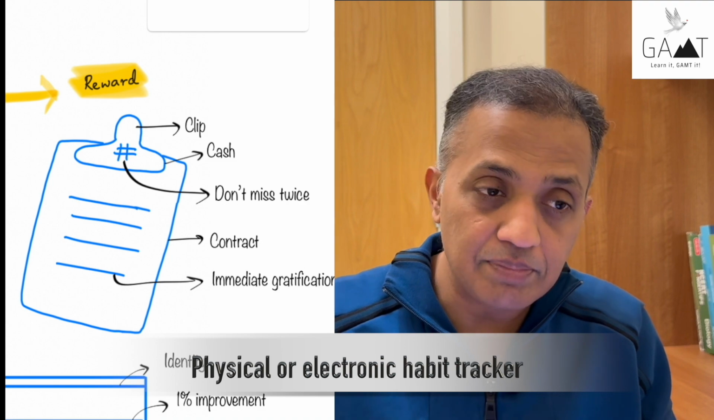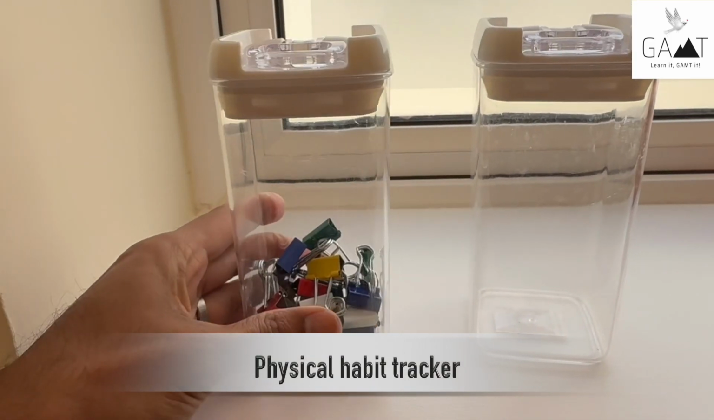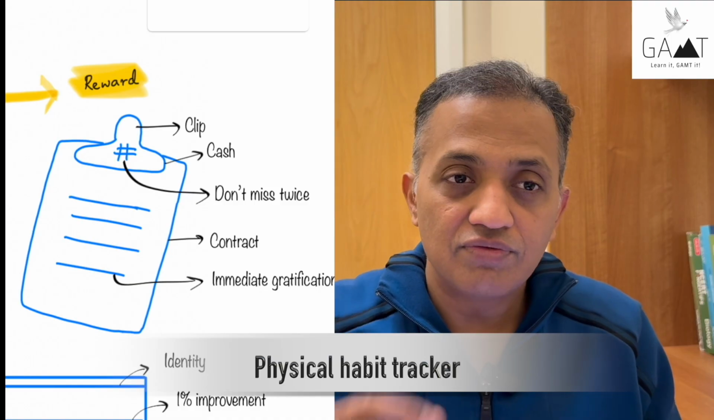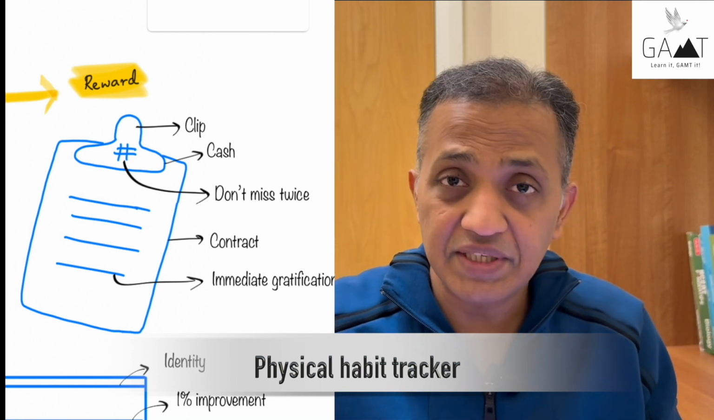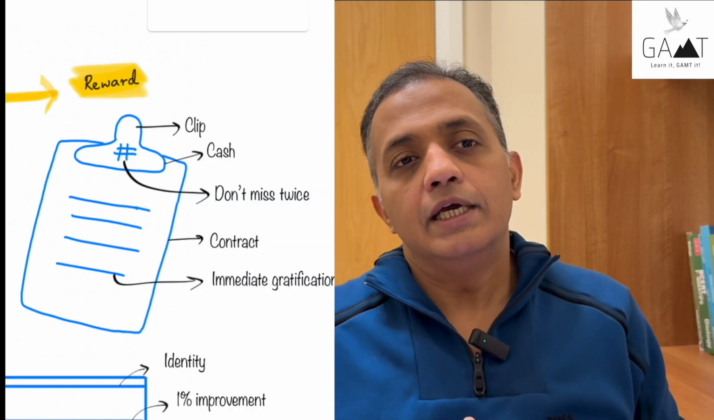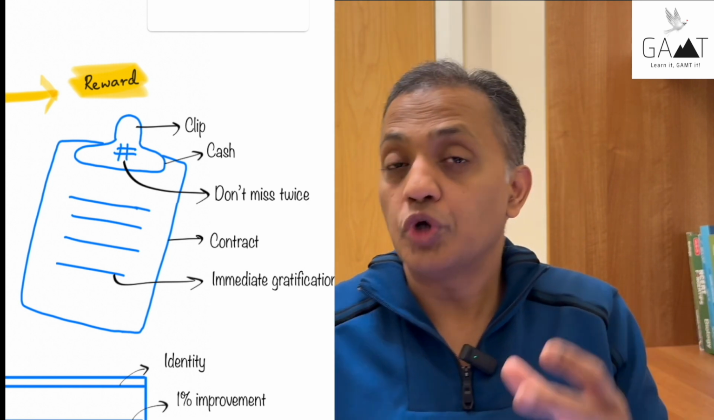So one example would be clip. You have 2 jars and you put a bunch of clips in one jar, and every time you perform a habit, you move a clip from one jar to the empty jar and keep doing that. This sense of completion of action gives you a bit of instant gratification after you complete a habit. It's the same thing with cash. You can say every time I don't buy chocolates, I'm going to put that money towards my holiday fund. Or every time I don't smoke, I'm going to put 10 euros towards my gym membership. In other words, you're trying to create cash as an incentive for you to either keep doing the habit or stop doing the habit.